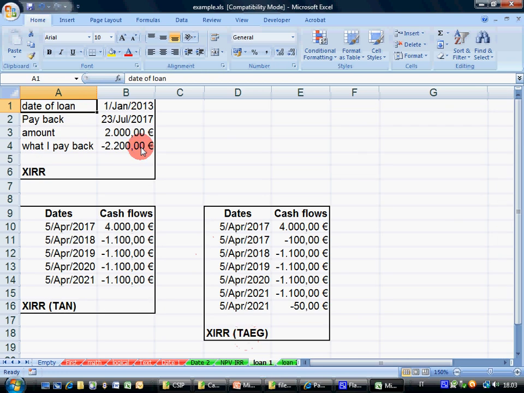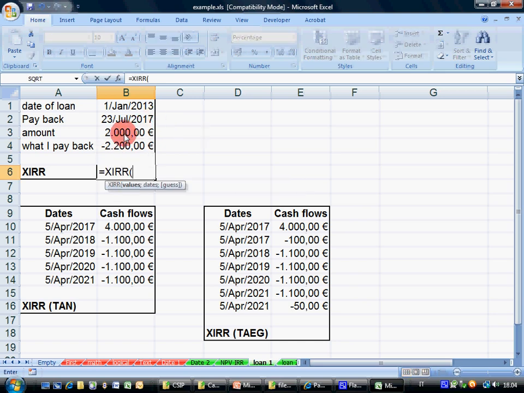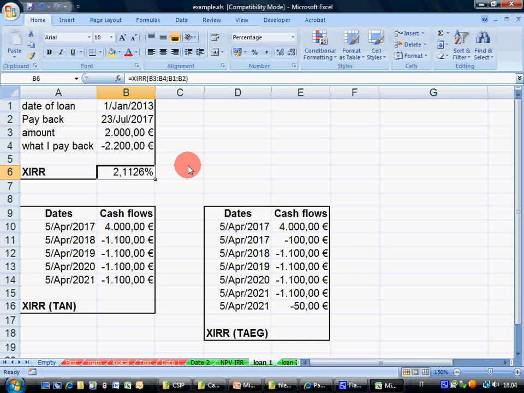Loan 1. Okay. You have here, the loan starts on the 1st of January 2013, you pay back on the 23rd of July 2017. You receive 20,000 euros and you pay back 20,200. Let's see the internal rate of return. Values, dates. It's very easy. This one can also be calculated using directly a formula, but we have the function. 2.11%. Okay. Let's see a more complex one.